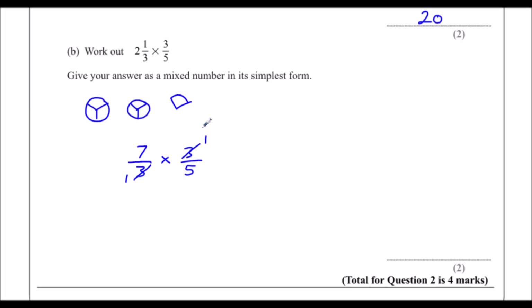So now we've just got 7 times 1 on top, which is 7, and 1 times 5 on the bottom, which is 5. So 7/5, but we need to give our answer as a mixed number. So we've got 5/5 makes 1 whole, and we've got 2 more. So 1 whole and 2/5.